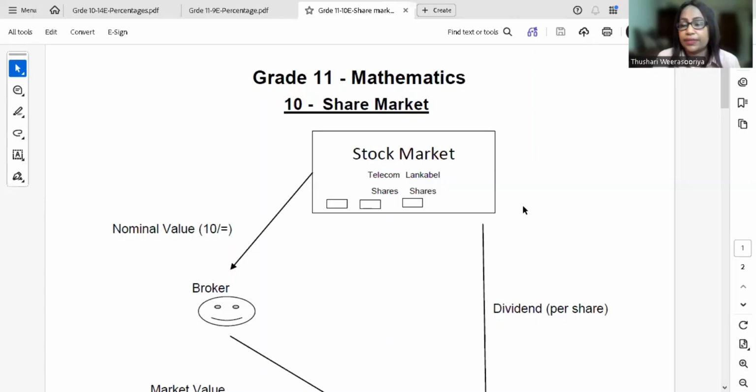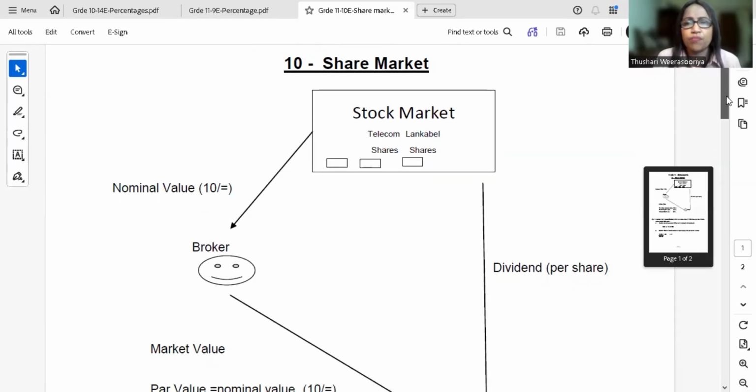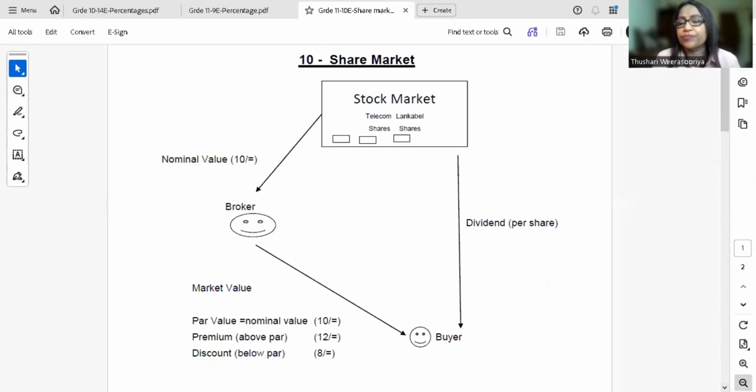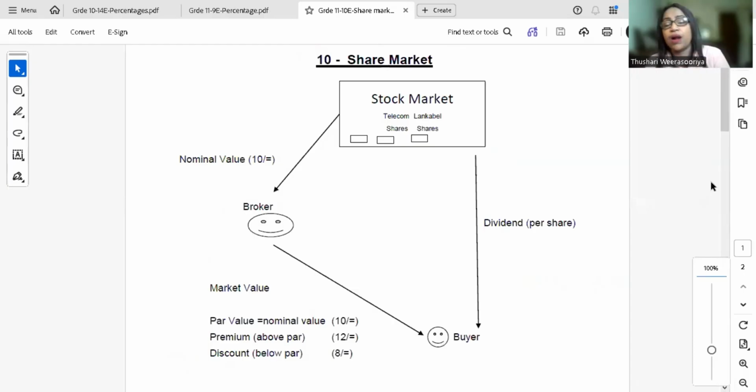Today I'm doing the grade 11, 10th chapter, that is share market. Stock market, share market, both are the same, right? Do you have an idea about the share market, stock market? What is share market? I'll explain in brief, okay? Now share market issues shares.